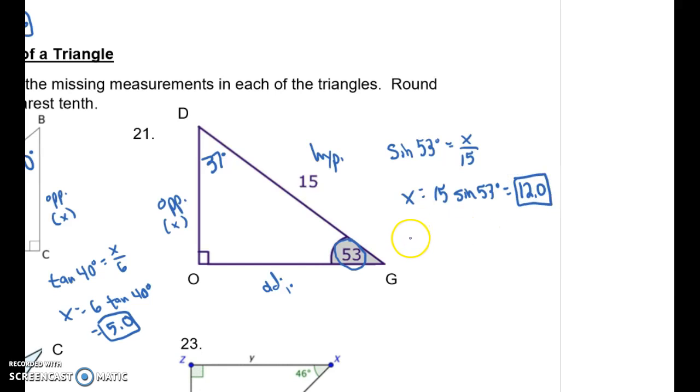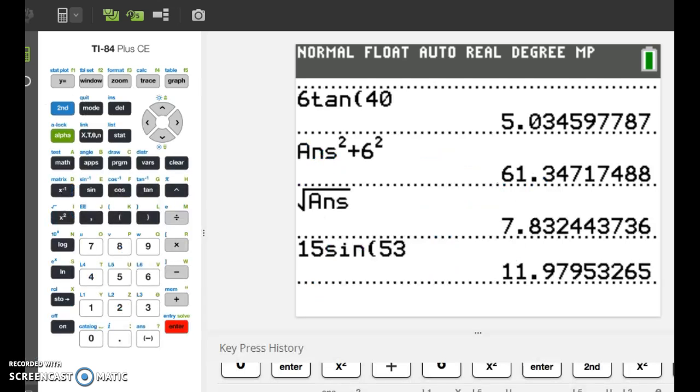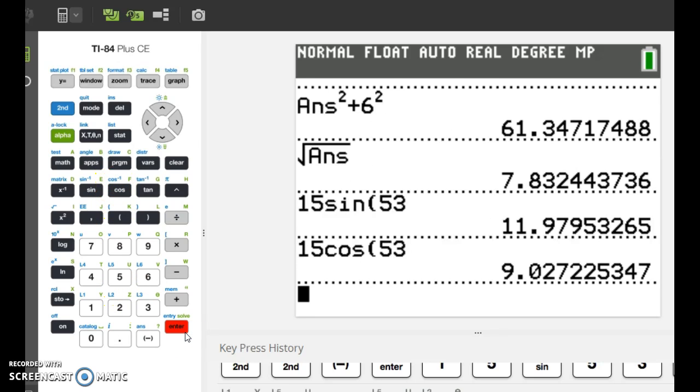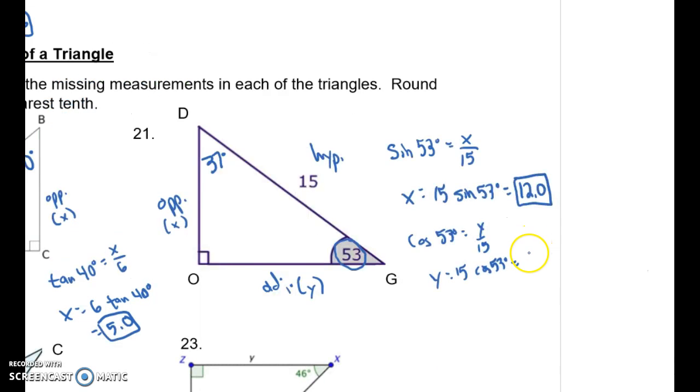And I can do the same thing for the adjacent side. Let's call it y. Cosine of 53 is y over 15. So y is 15 cosine of 53. And we get 9.027, we're going to call that nearest tenth, 9.0.